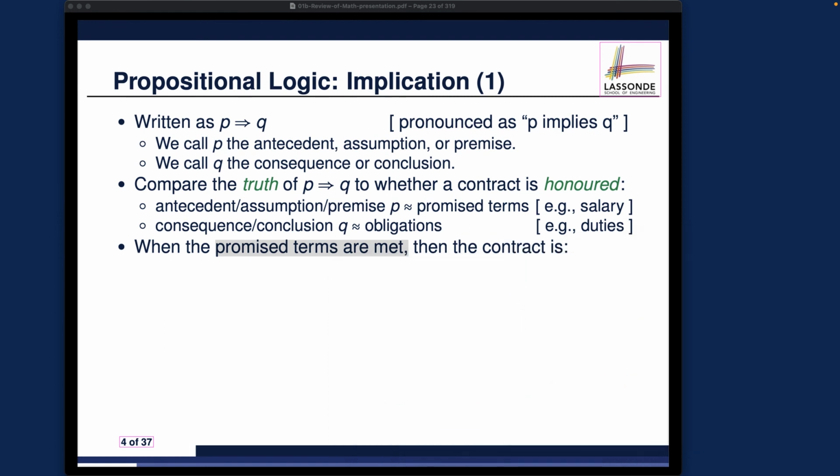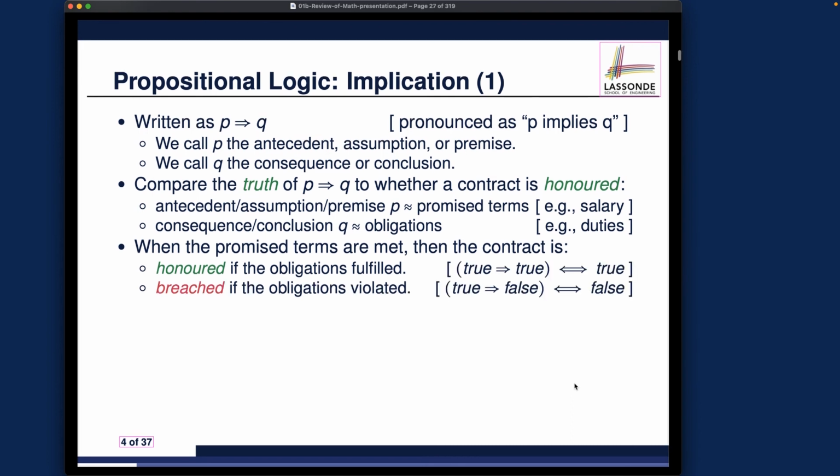Let me move this away, and then we'll discuss the remaining two rows in a moment. Okay, so the contract will be honored if the obligation is fulfilled, these two rows exactly. The contract will be breached if the obligation is violated. This is when the obligation is fulfilled. This is when the obligation is violated. Okay, hopefully so far so good. And what about the remaining two rows of the table?